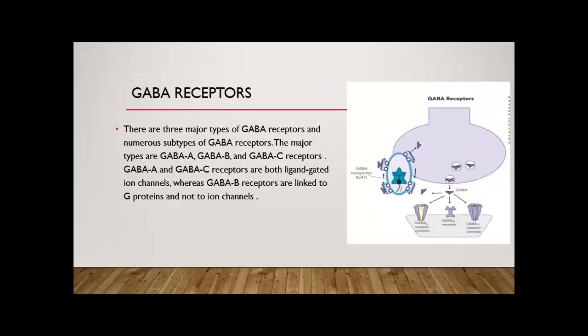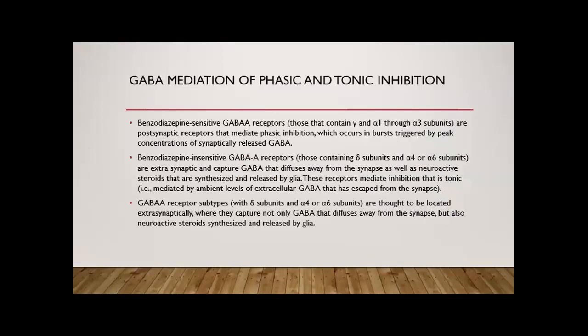GABA receptors. There are three major types of GABA receptors: GABA A, B, and C. GABA A and C are both ligand-gated ion channels, while GABA B are linked to G proteins. So there are two types of inhibition, that is phasic and tonic inhibition.